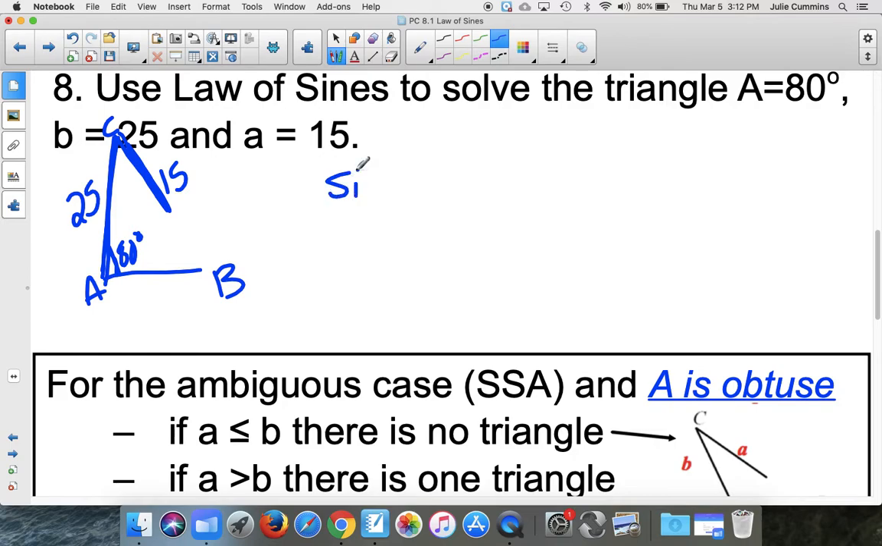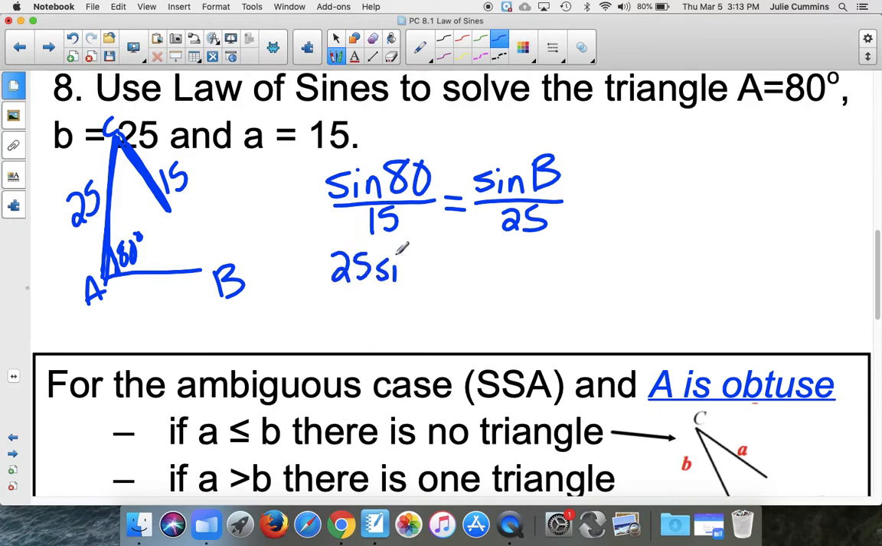So you said, the sine of A over A, so the sine of 80 over 15 equals the sine of B over B. So you did this, okay? And you would set it up like this. You'd be like, I can use law of sines, no problem. Let's cross multiply. So 25 sine of 80 equals 15 sine of B. And then you divide by 15.